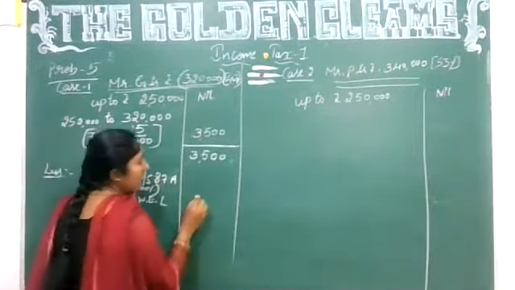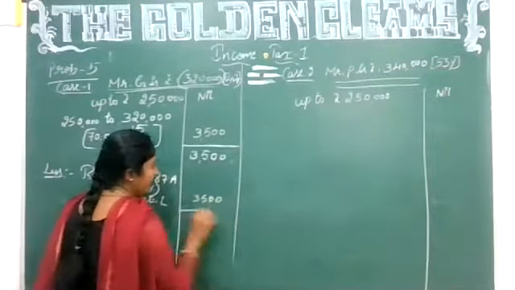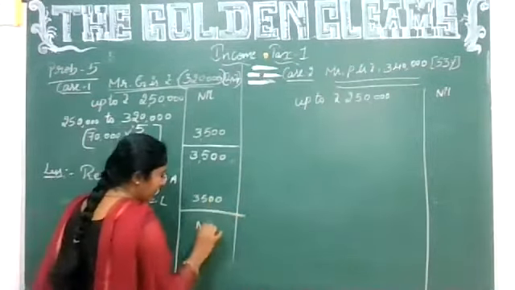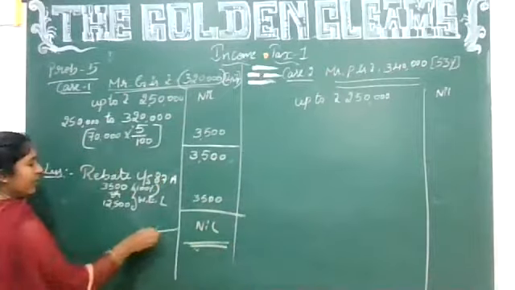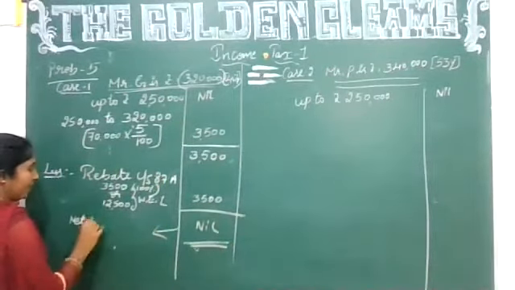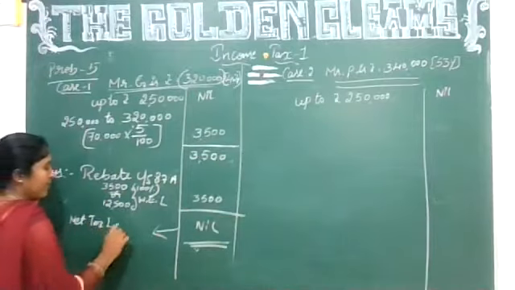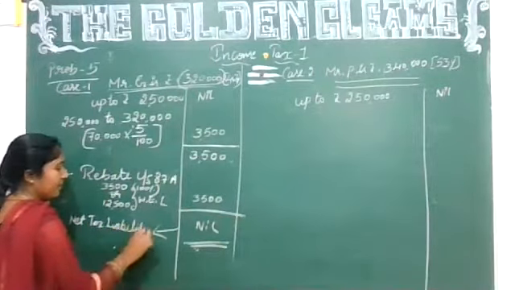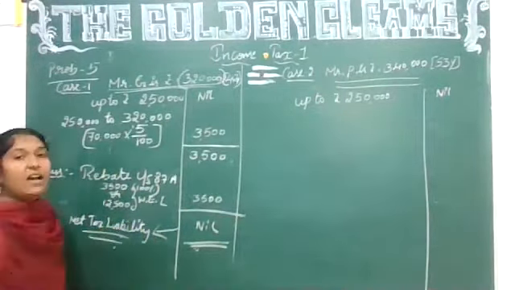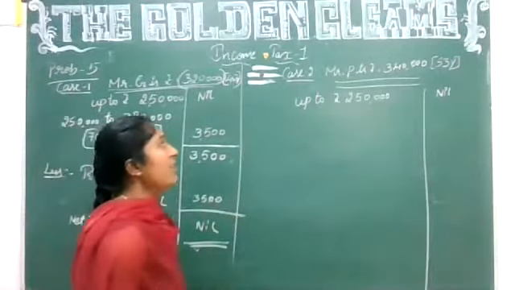We are going to take 3,500. Less 3,500, the answer is nil. This is the net tax liability. This is the answer. The next one, case 2.